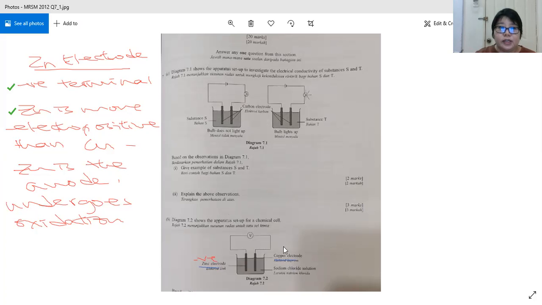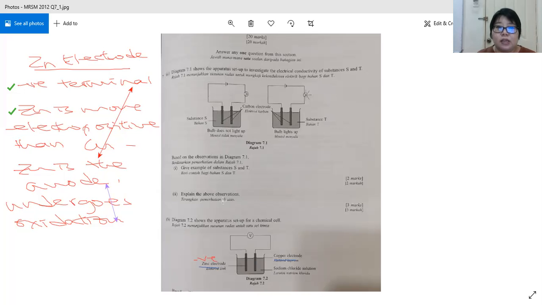Now, if it is negative terminal, this is related to this one. These two are related. Can you see? When it is negative terminal, it is the anode. So anode also relates to the next one, where when it is anode, it relates to oxidation. This is the relationship.